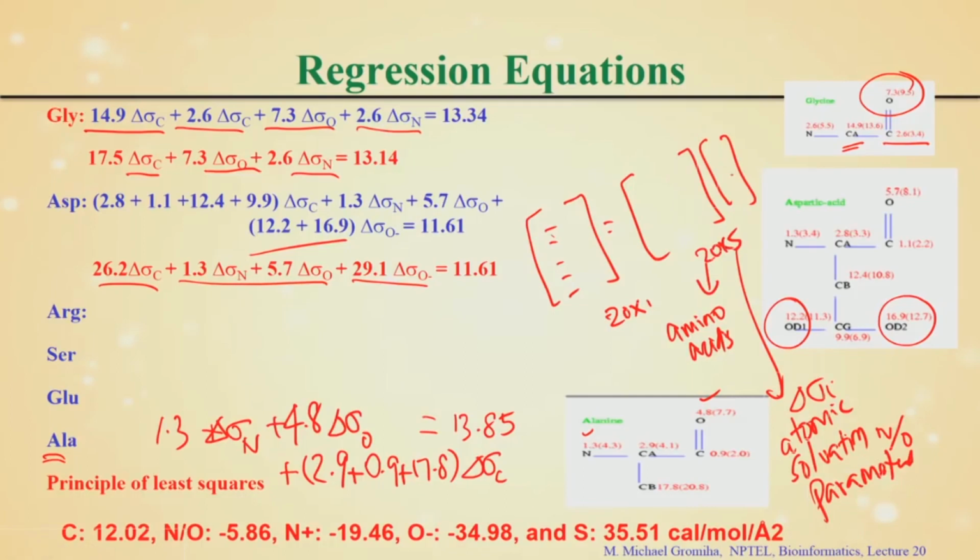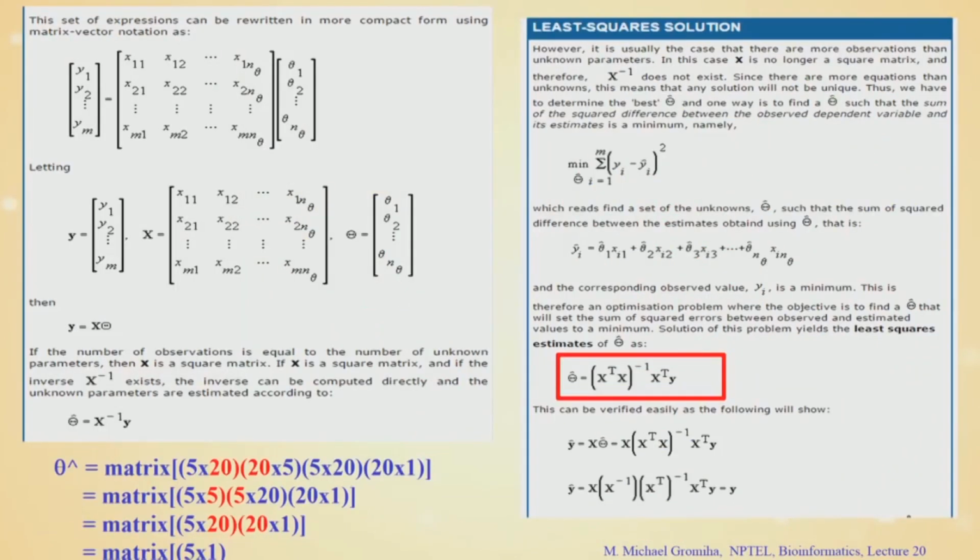Okay, what is the dimension of this matrix? 5 into 1, right, because this is for the 5 delta sigma I plus 1. In this case, if you have 5 equations and 5 variables, then easily you can solve it using the principle of least squares. This is the equation, this is the hydrophobicity, and these are 5 different types of atomic solvation parameters; this is the matrix which has these values.